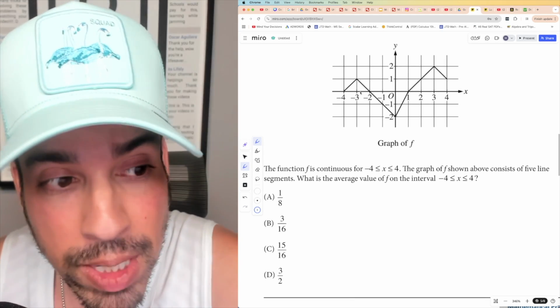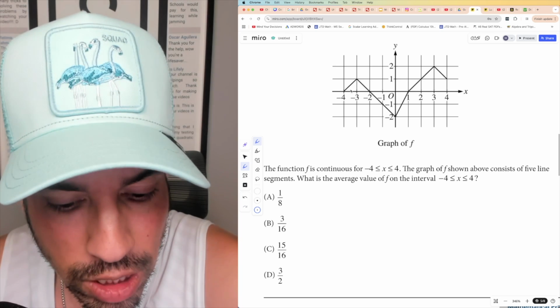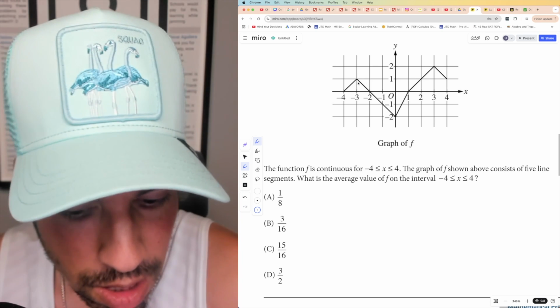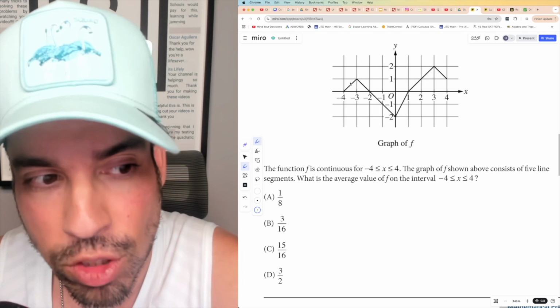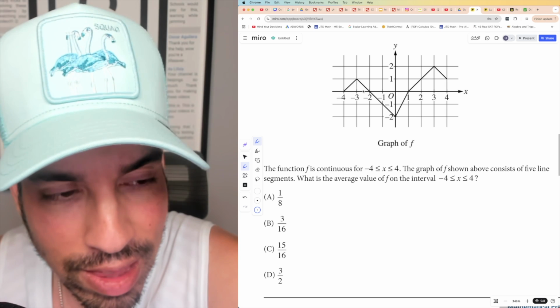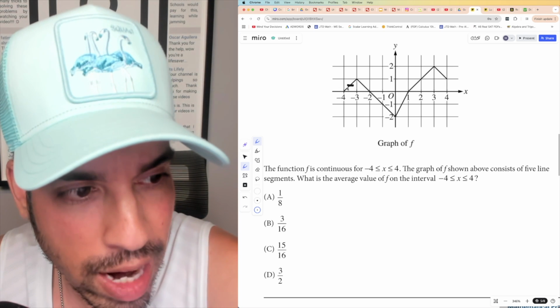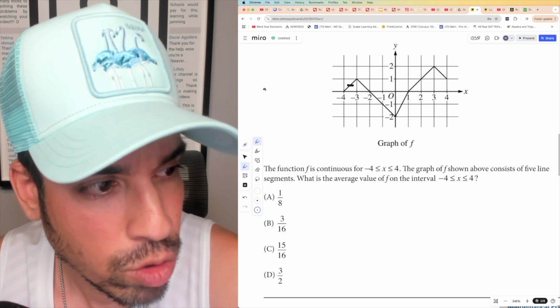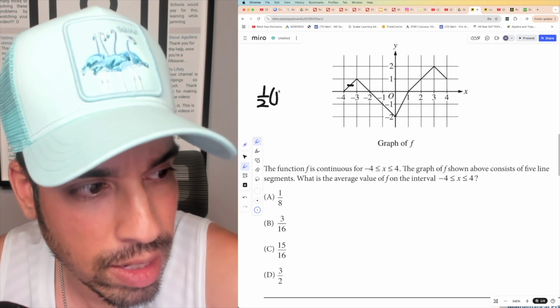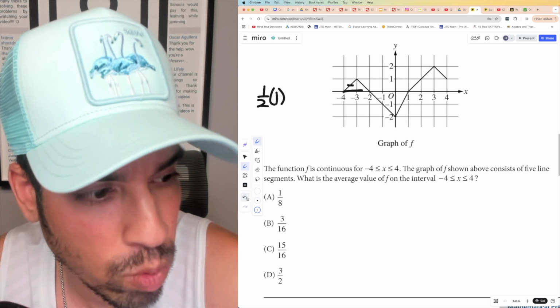So the way that I'm going to calculate average value here is I'm going to look at each of these 5 segments separately, and we are going to then multiply it by the length of each segment. So for example, here, the average value is 1/2, between 0 and 1. So it's 1/2 times a length of 1. It's gone across by 1.